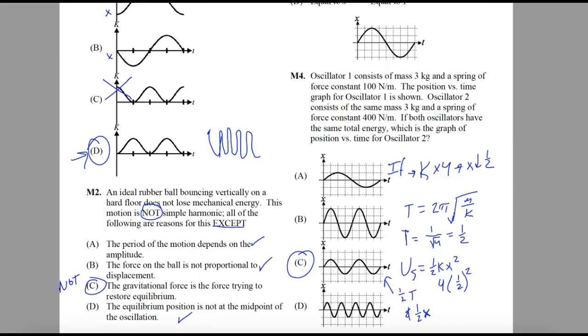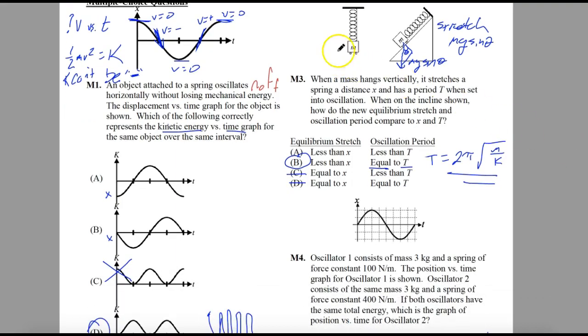Alrighty. Let's go on to number 3. In number 3, you have a mass that hangs vertically. It stretches, and then if you try to do this same thing on an incline, you'll notice that this new stretch is going to be different. And because it doesn't have the full force of gravity anymore, instead it's just mg sine of the angle, your stretch should be less than x. So now we can get rid of c and d.